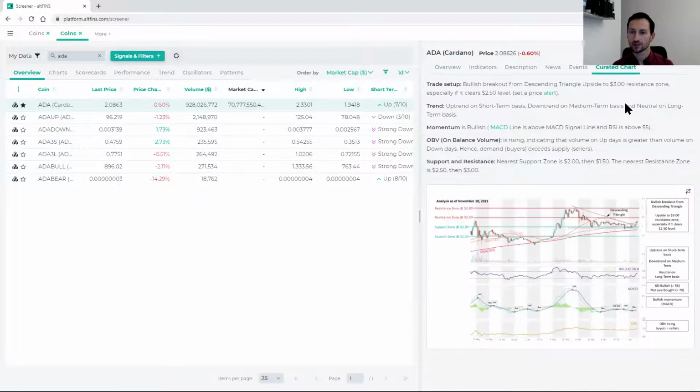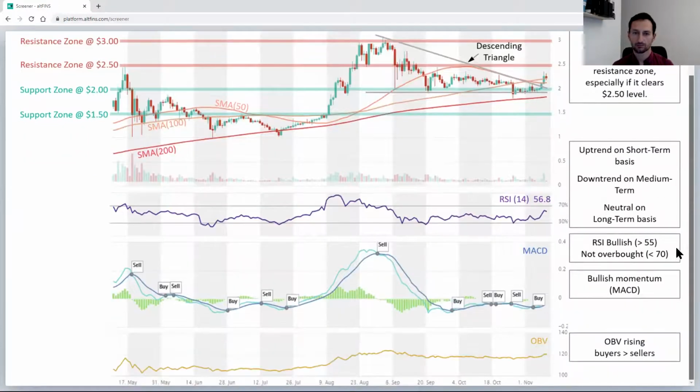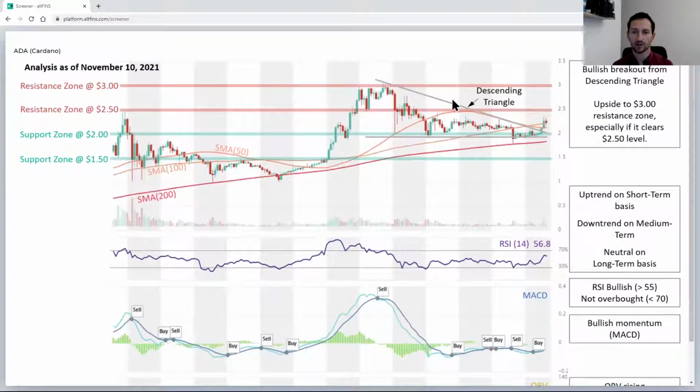So in the curated charts tab here, I'm going to blow up this curated chart. And you can see we had a descending triangle really that's formed since late August. So we're talking 3.5 months. As you can see, the descending triangle is the opposite of an ascending triangle, in that every time the buyers bought it up, the sellers were even more aggressive at selling it, and we're selling it at lower and lower prices.